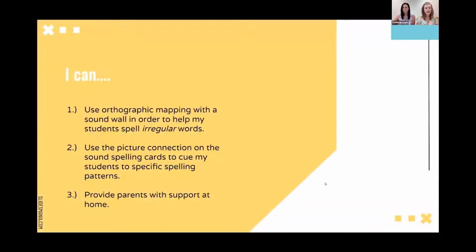So on the next slide is our I can statement, something that we use pretty regularly in our classrooms. And after all this is said and done, we hope that you're going to be able to do these things in your own classroom. So first is I can use orthographic mapping with a sound wall in order to help my students spell irregular words. I can use picture connections on my sound spelling cards to cue my students to specific spelling patterns, and I can provide parents with support at home.